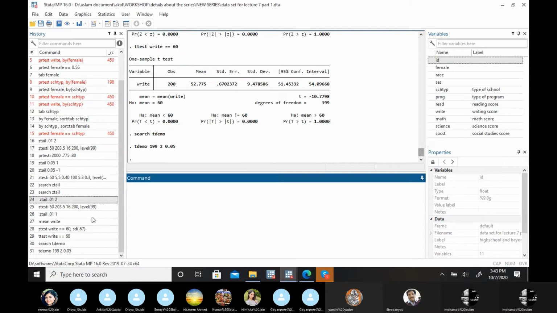Now let me show you the difference. Let's suppose our sample size is small. It's 20.